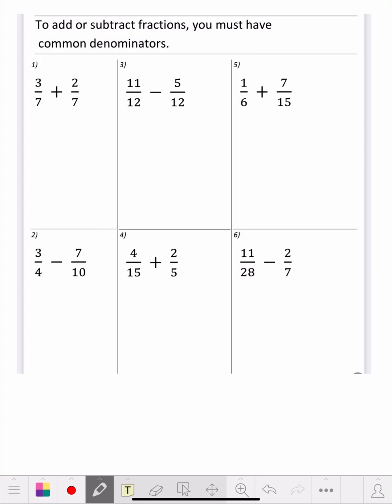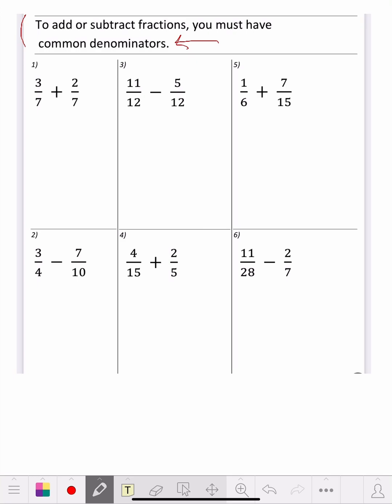There's really only one big rule with this, okay? It's right up here. You must have common denominators, okay? They've got to be the same for you to do this. So if they're not the same, you've got to make them all the same, okay? But I'll show you how. This is going to be easy, okay?